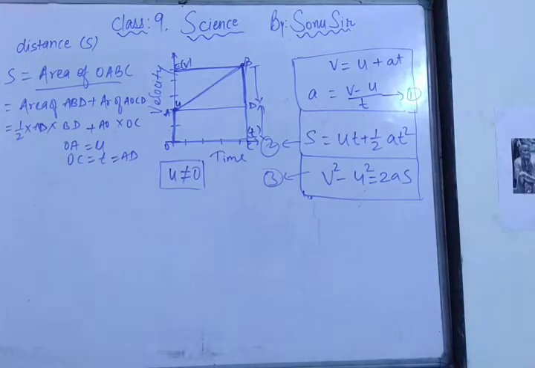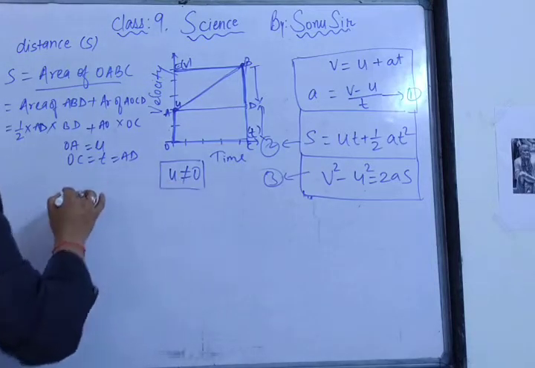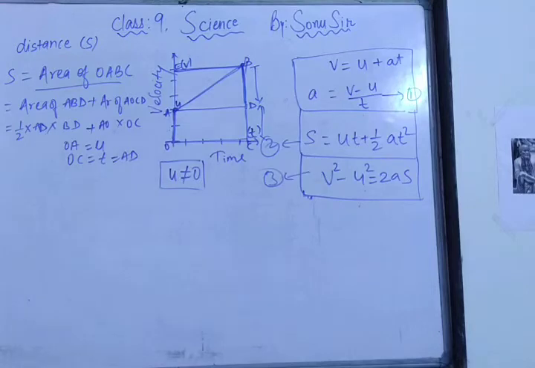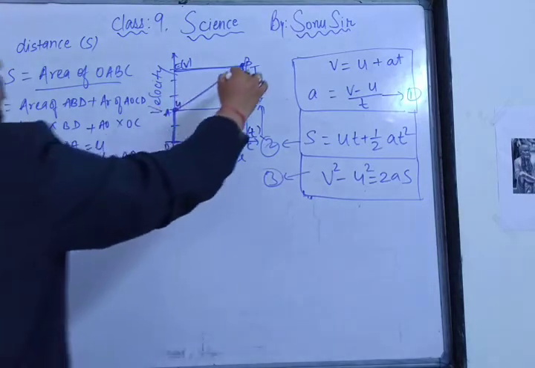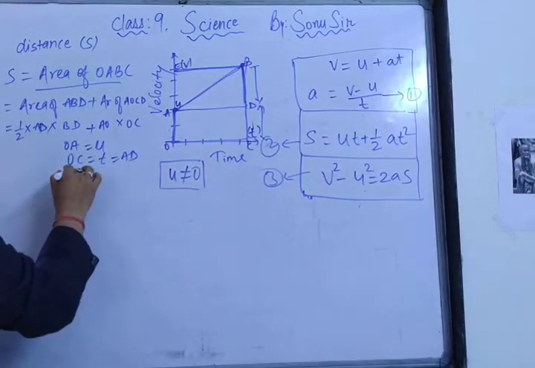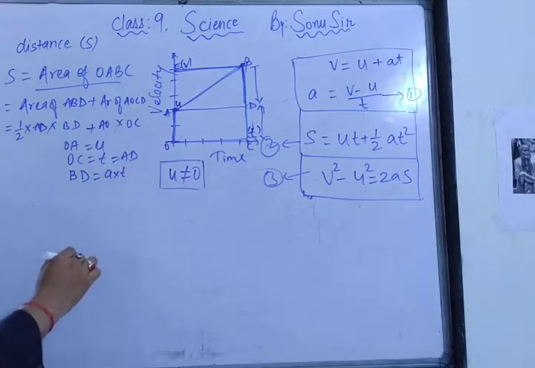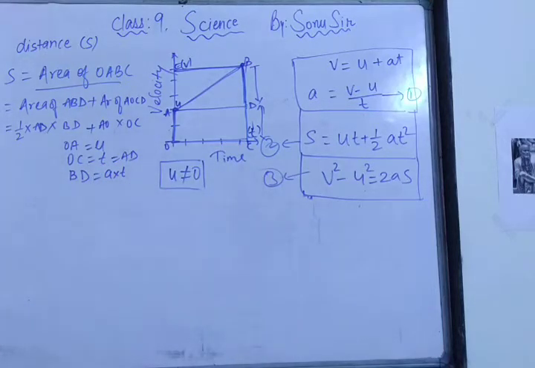After that, BD is equal to acceleration into time, as we have just seen in the previous video. BD is equal to a into t. In the previous video you might have seen that BD is equal to at, as I had explained. If you are not able to see it, I will give you the link of that previous video in the description box, you can go through it.